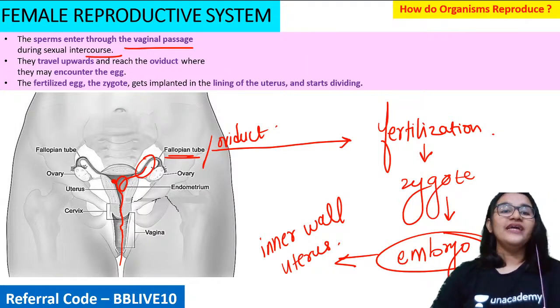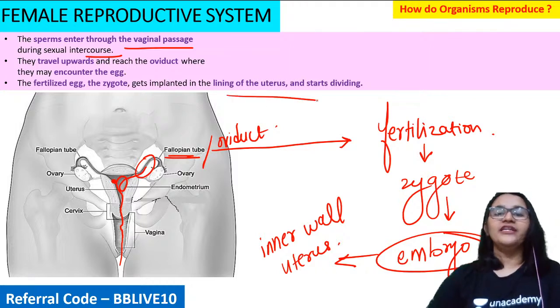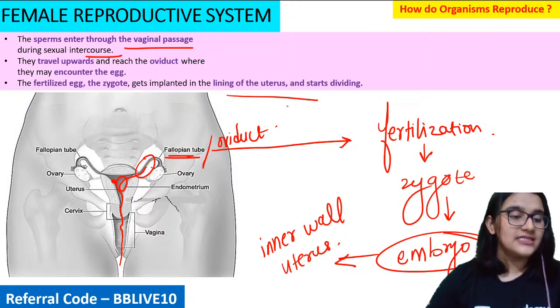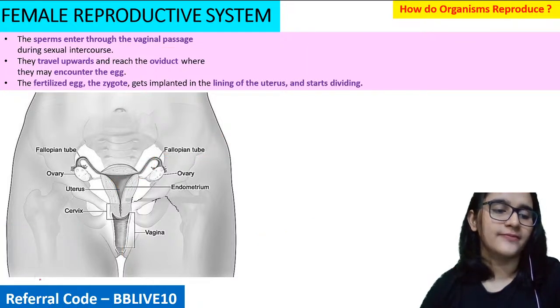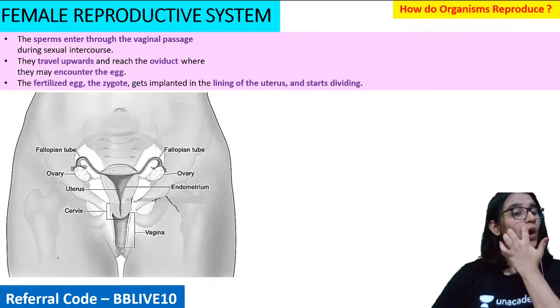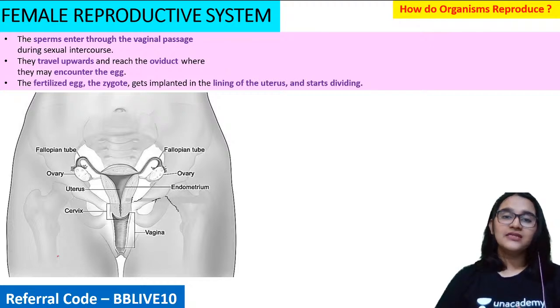Yes, the fertilized egg, the zygote, gets implanted in the lining of the uterus, and then it starts dividing and forms a fetus after a few weeks. So this is how fertilization happens when we talk about the female reproductive structure.